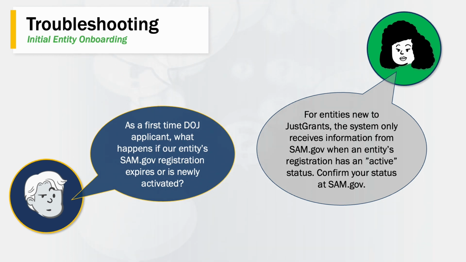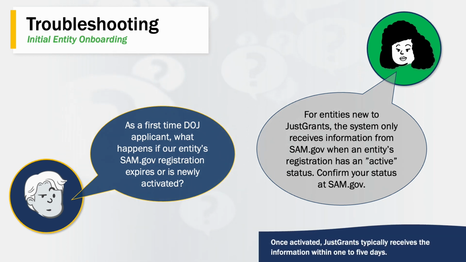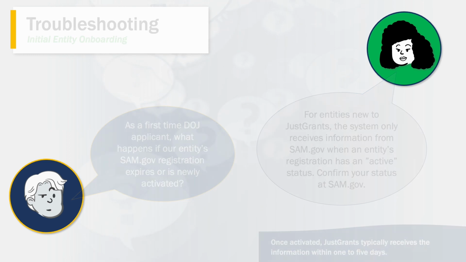You can use the Check Entity Status function to confirm this status. It is a good idea to verify the SAM.gov account is active prior to beginning the application process if possible. When the SAM.gov status is activated, JustGrants typically receives the information within 1 to 5 days.